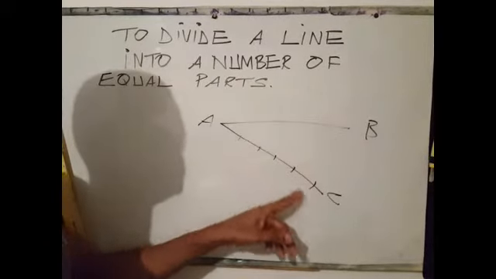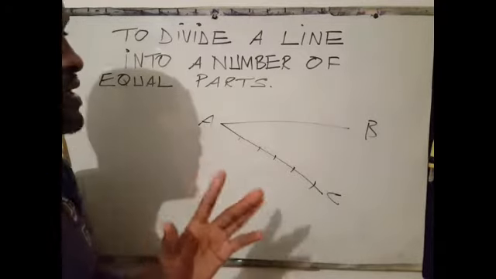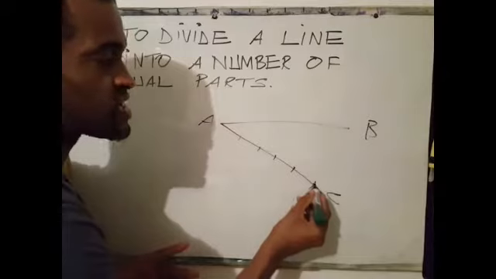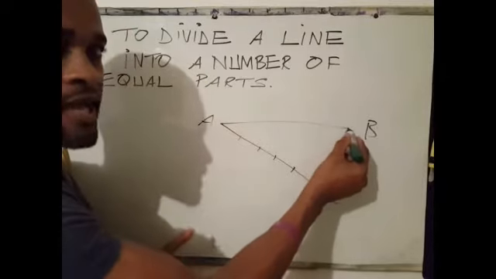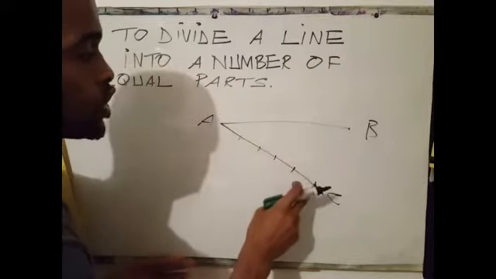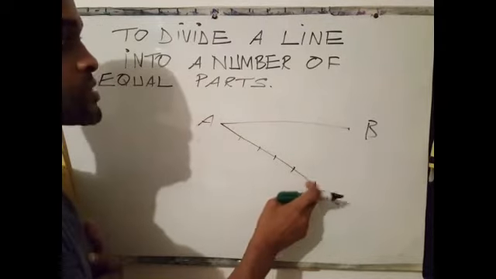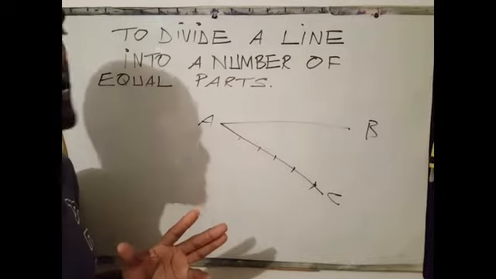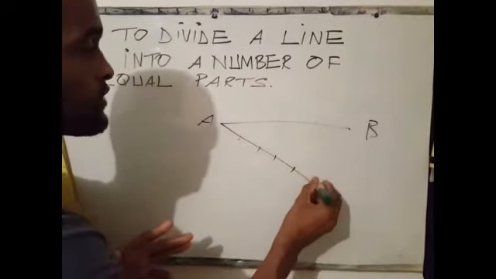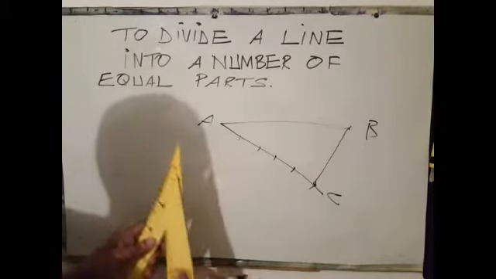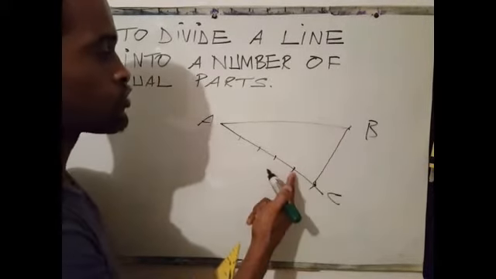1, 2, 3, 4, 5. The critical step here is to ensure that we join this point to the end of the line. It's very important. If we do not join the last point to the end of the line, this line will not bisect correctly. Alright?